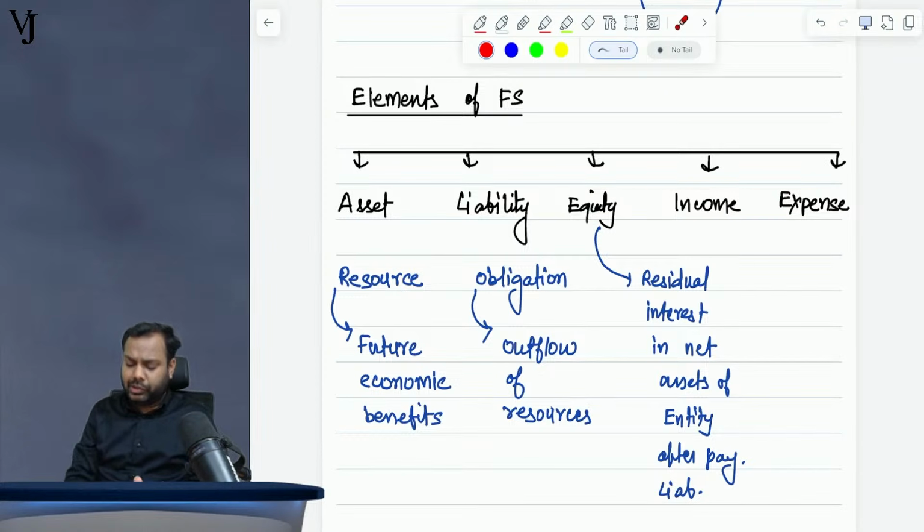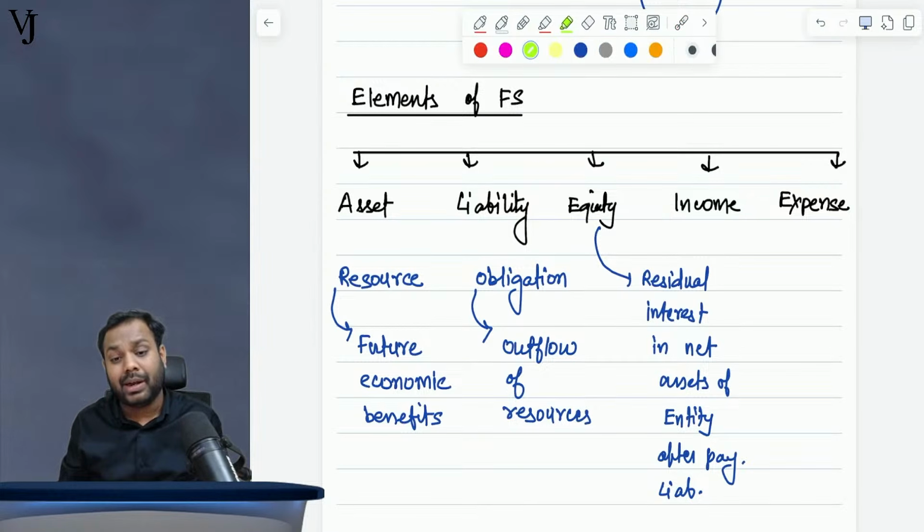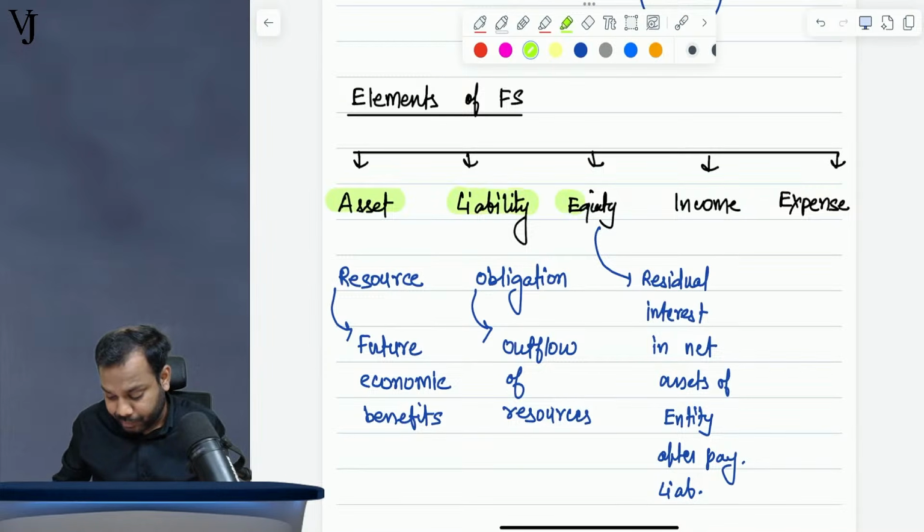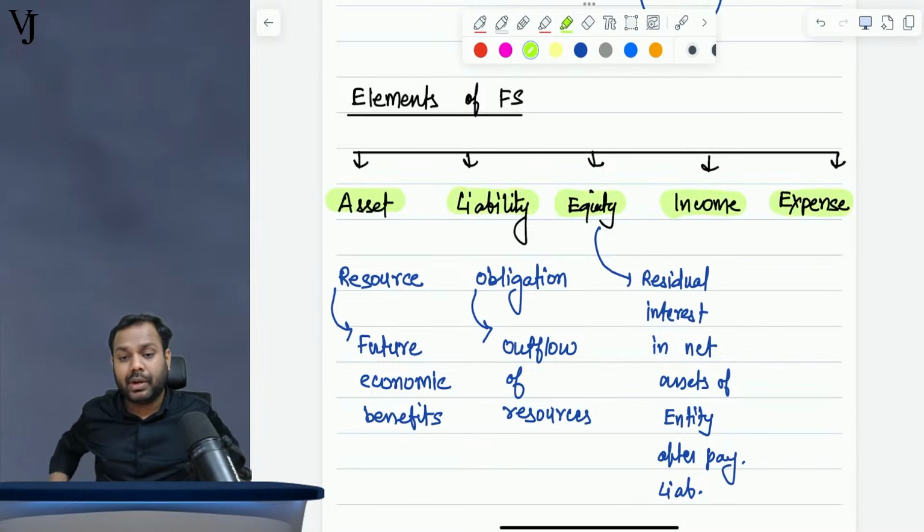Now tell me, as I have told, the intent is to make you familiar. Is it clear, everyone? Come on, guys, tell me.